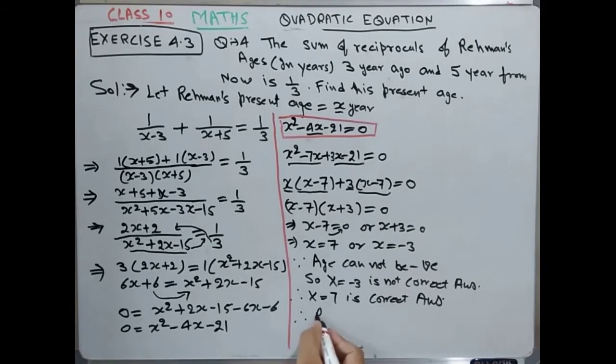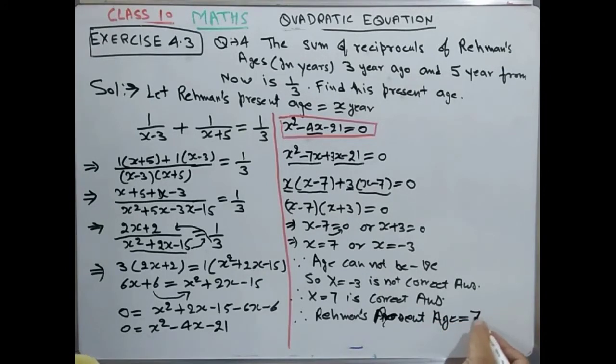Therefore Rahman's age, actually this is present age, so I'll write it as present age is equal to 7 years. So this is the correct answer. So this was one method where I have shown that you can solve this by using factorization. So there is another method.